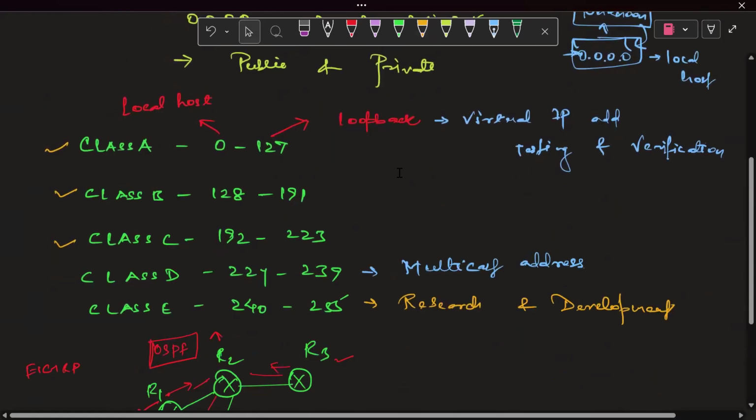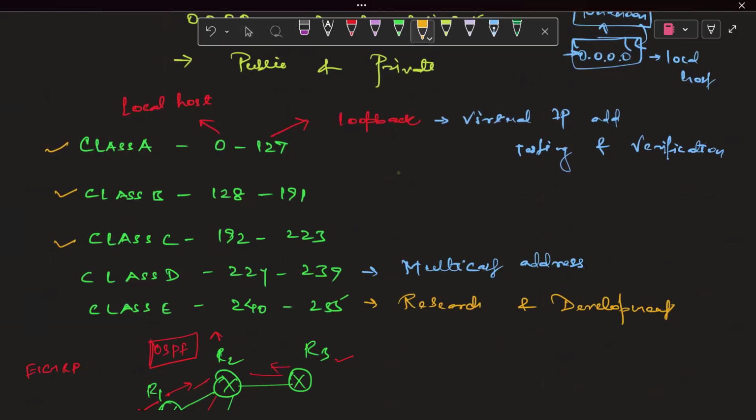Now we will understand why the range is starting from 0, ending at 127, and the next one is starting from 128 and ending at 191. And whatever the numbers that we have written here, this is the range of the first octet, right? Now we understand that part.